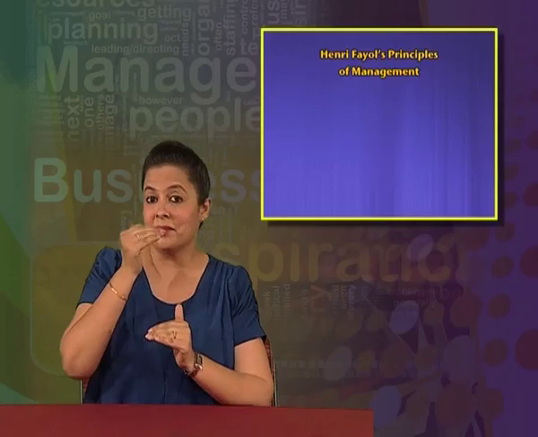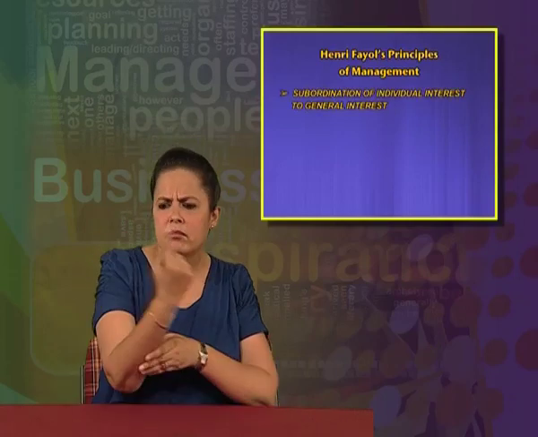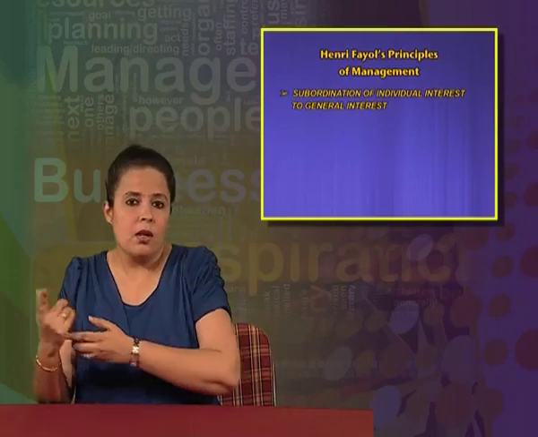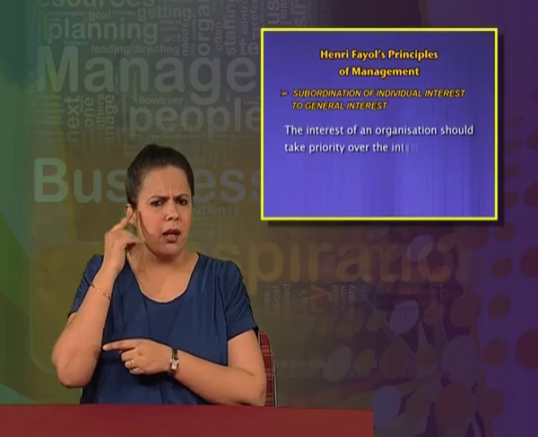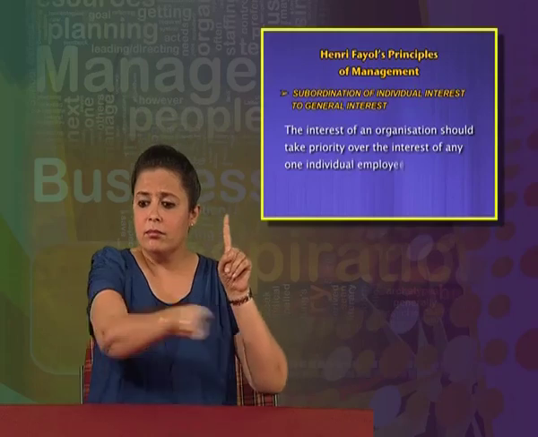Our next principle is subordination of individual interest to general interest. The interest of an organization should take priority over the interest of any one individual employee. In fact, management must set the targets in such a way that while meeting individual targets, the targets of the business organization are automatically achieved.